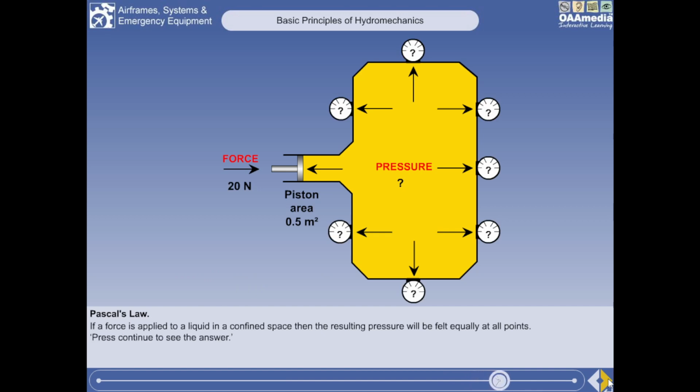If we now increase the force to 20 newtons, what will the pressure be? Press continue to see the answer.